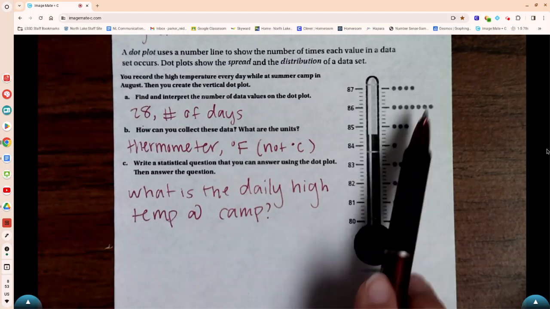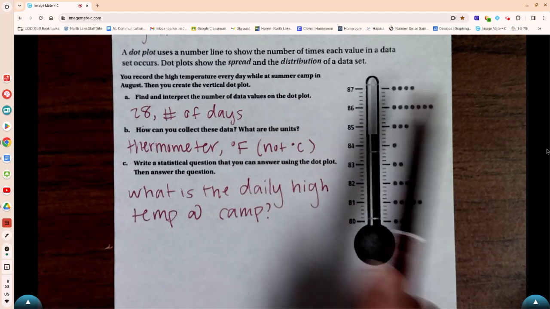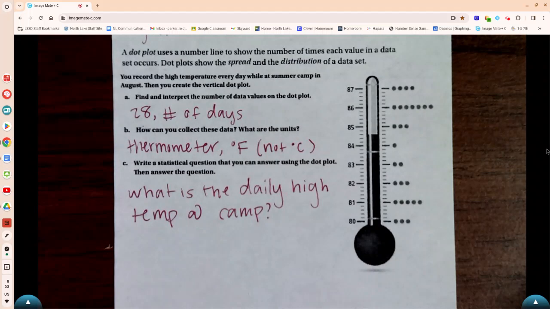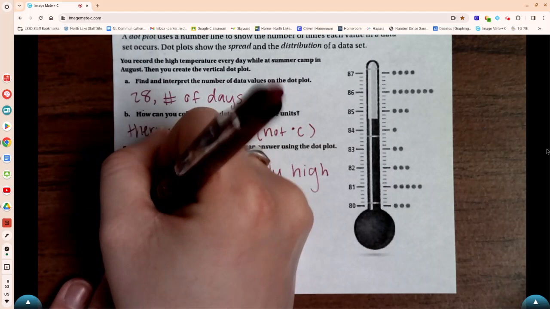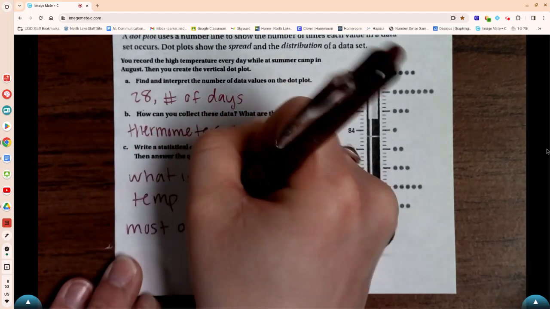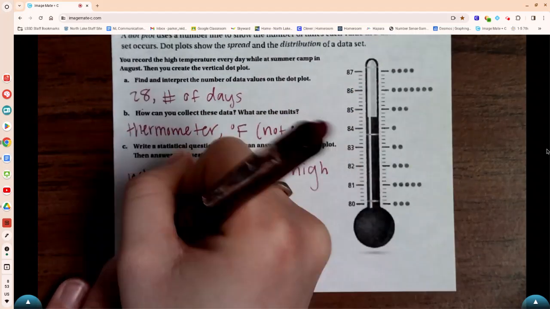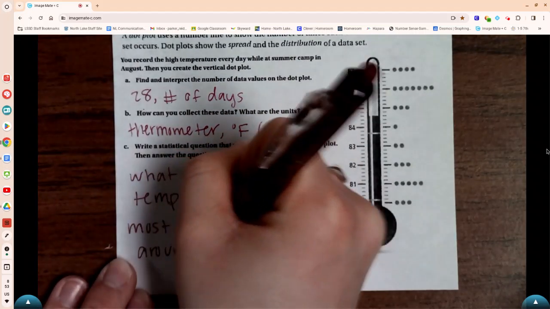But if I just look at this, Mia's suggestion of saying, oh, well, there's a lot right there, we could say it's about that. Is there another spot that also has quite a bit of data that we might say as well? Dash? Yeah, there's kind of a cluster around here. So I might say most of the time around 86 or 81 degrees.